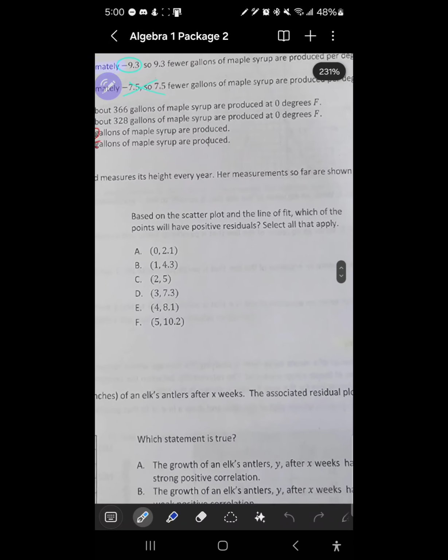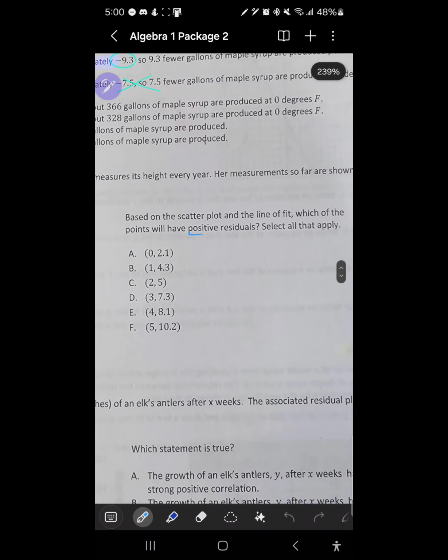Basically, what this means, a positive residual, is just that this point is higher than expected. So if this is the best fit line, this is going to be the point, basically.